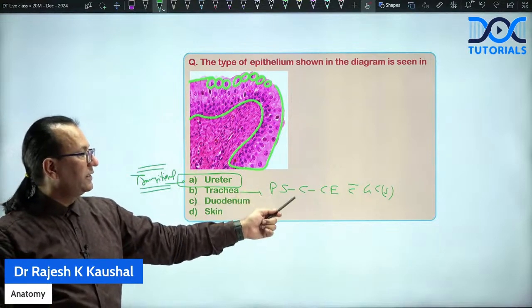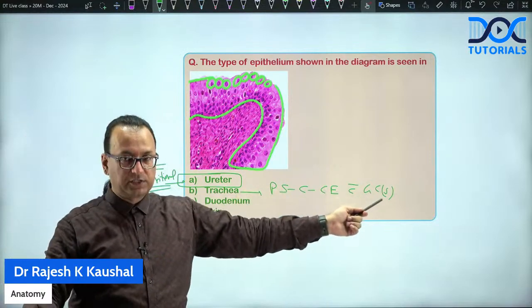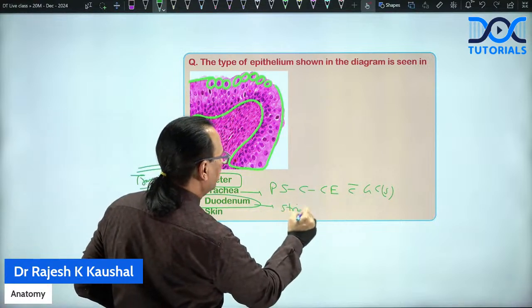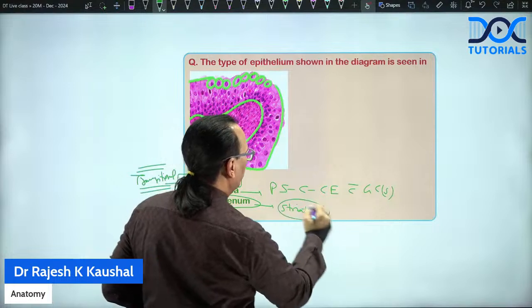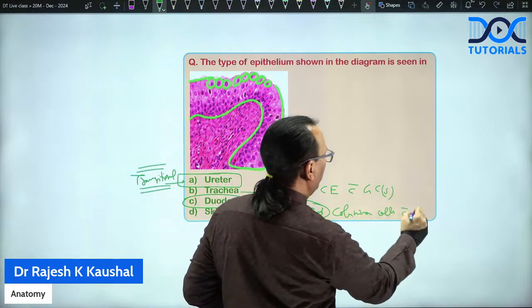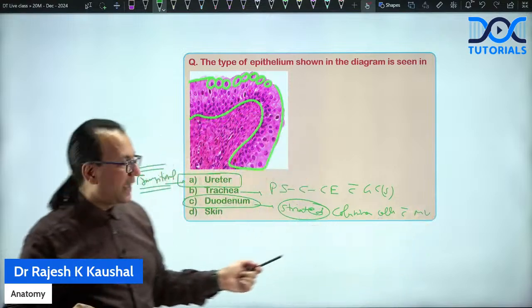Pseudo-stratified ciliated columnar epithelium with goblet cells. And what will the duodenum have? Duodenum will have a striated border. There will be microvilli with columnar cells. So columnar cells with the microvilli, striated border. I'll show you the diagrams also.